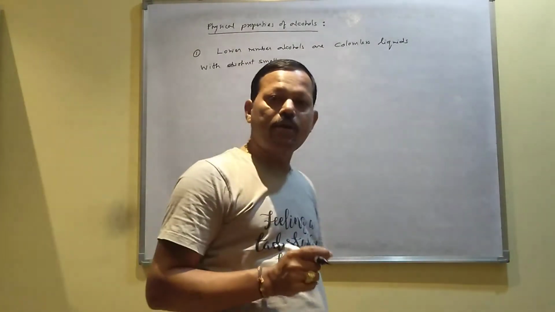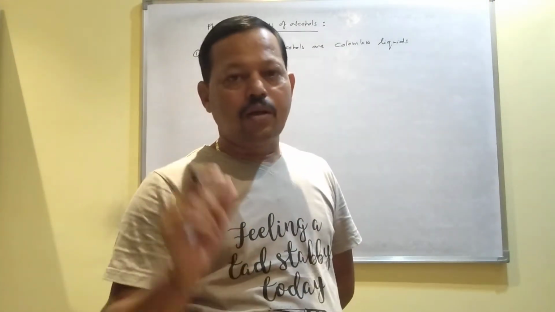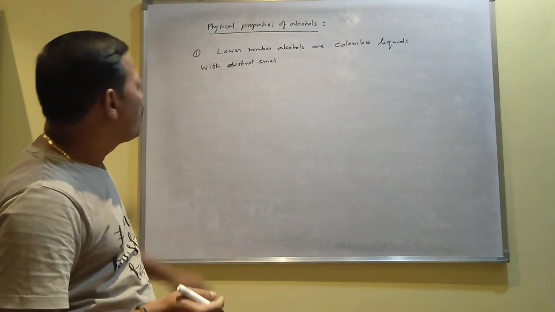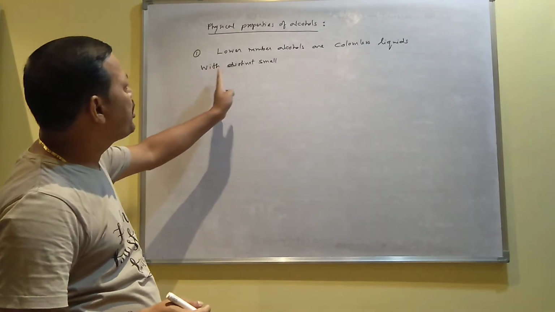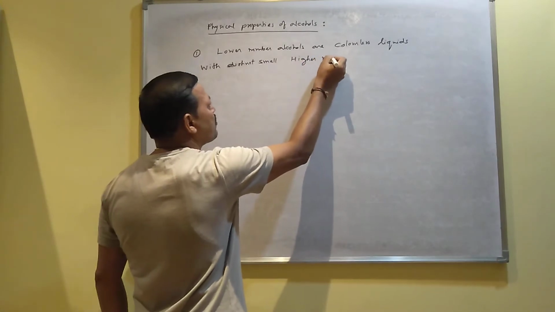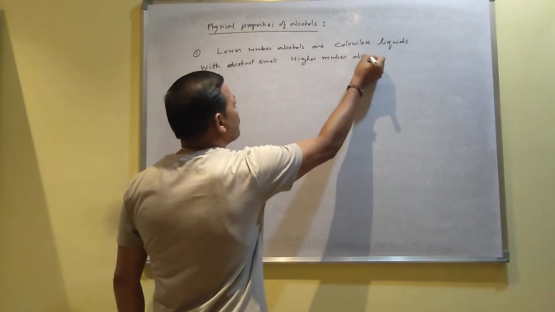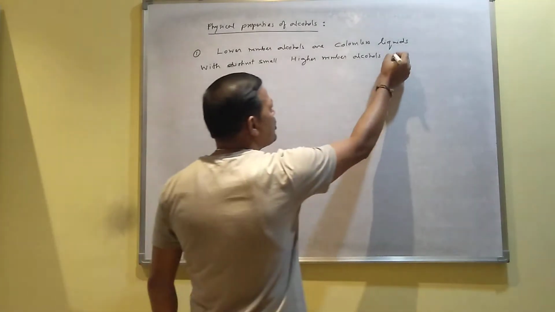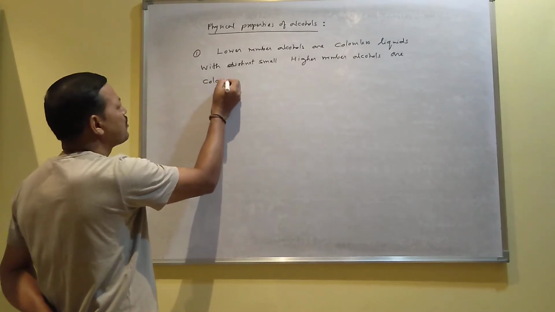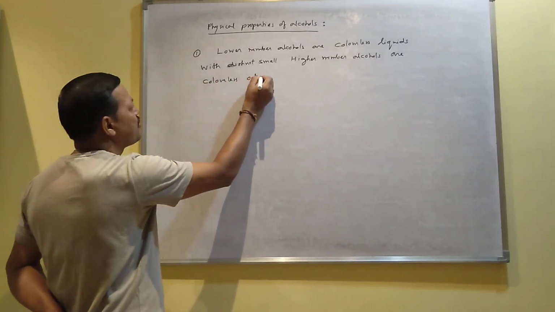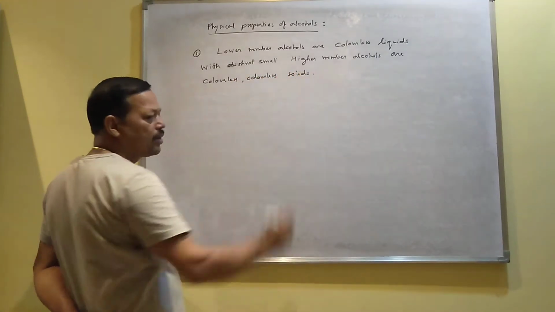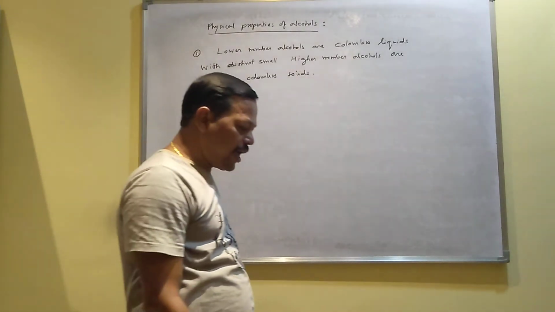Do you know what is absolute alcohol? What is rectified spirit? You should know about this. So lower member alcohols are colorless liquids with distinct smell. Higher member alcohols are colorless, odorless solids. Higher members always exist as solid and they have no smell.